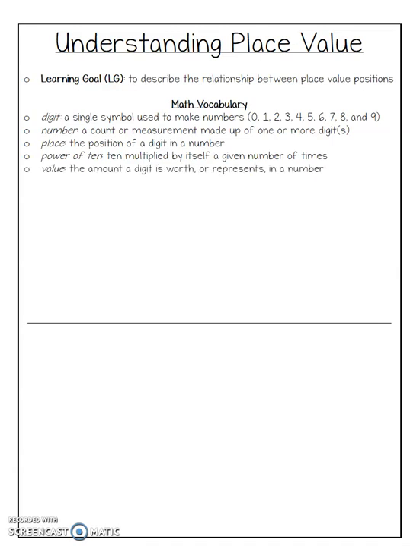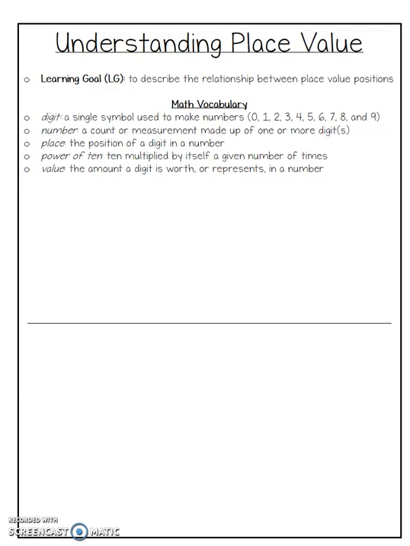Finally, the last important term to remember is value. Value represents the amount a digit is worth or what it represents in a number. And value is directly related to place because the place of a digit is going to determine the value or the amount that it's worth.